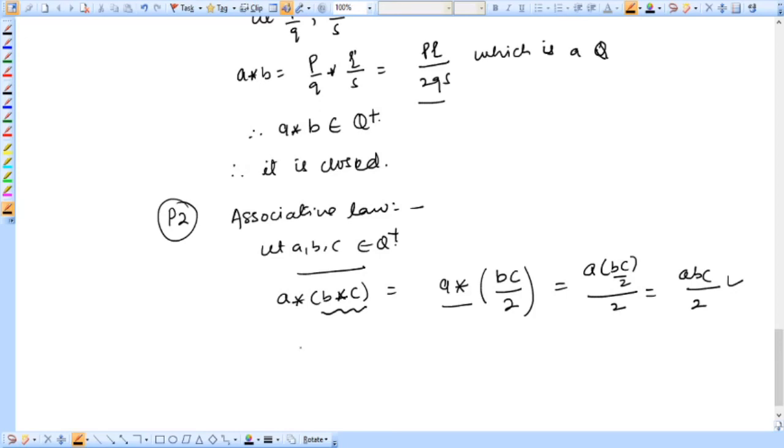Similarly, a star b star c is equal to, firstly we are going to operate this, so it is ab divided by 2 star c, which would be equal to ab divided by 2 into, sorry, into e divided by 2. One more time we are operating by this operation, so again it would have been 4, we wrote it mistakenly 2.